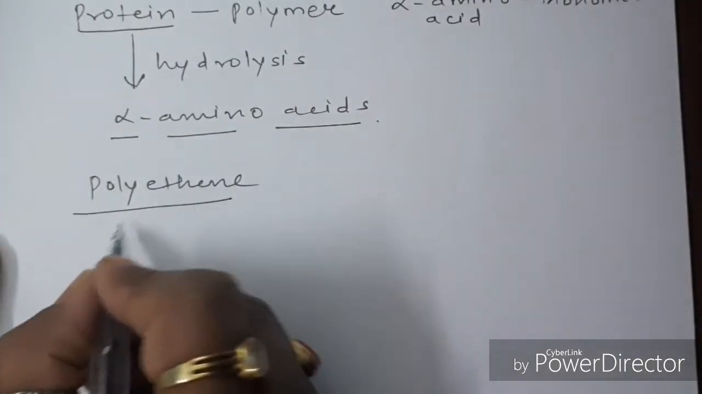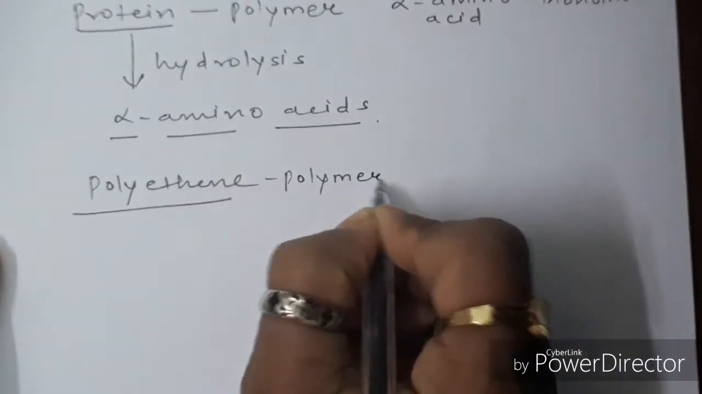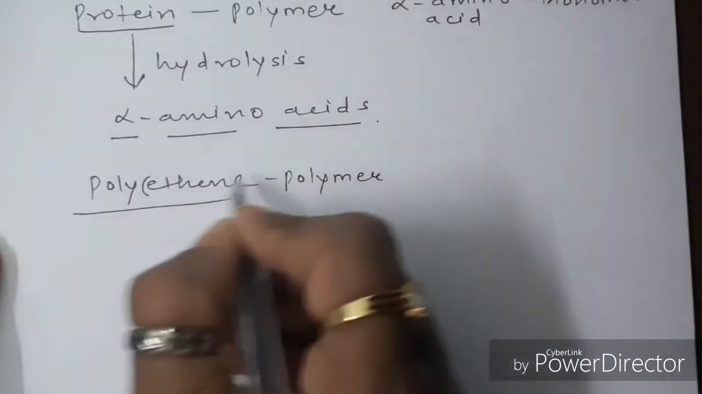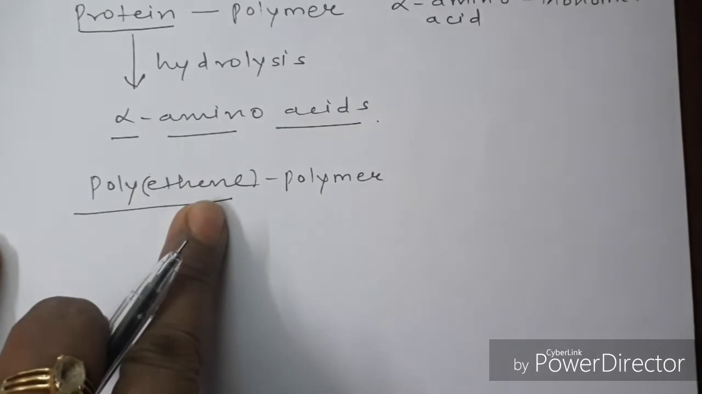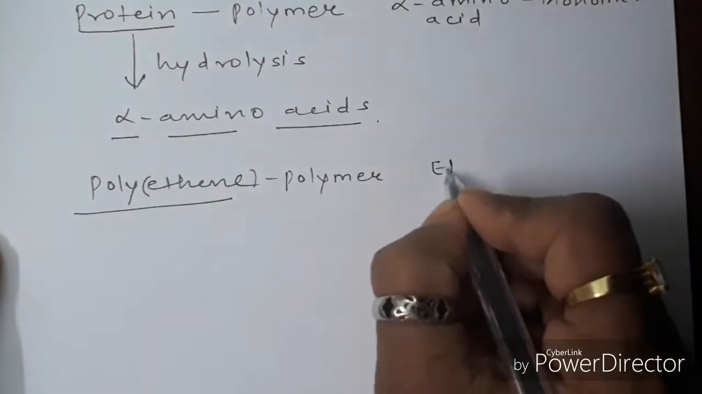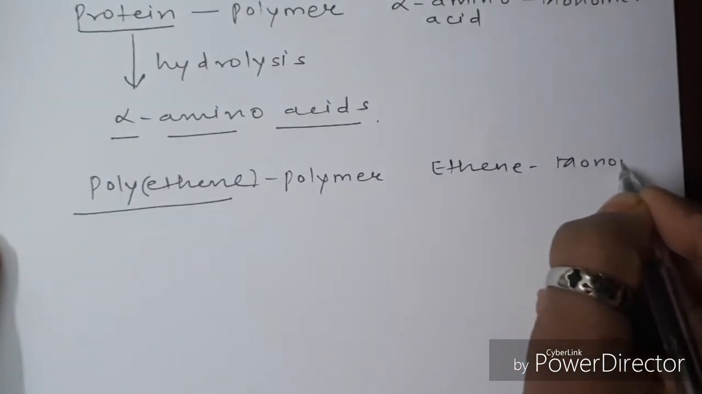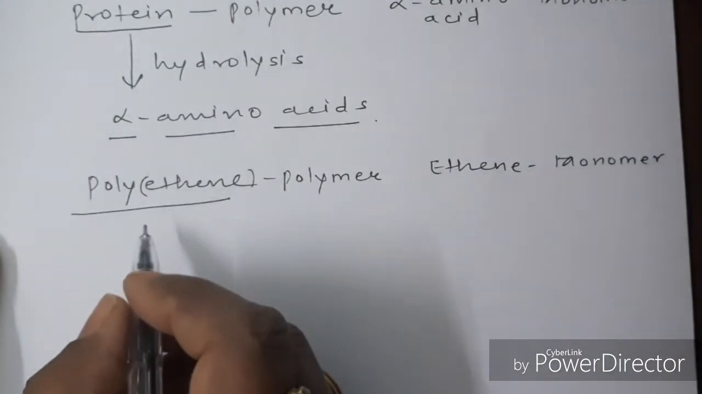The next example is going to be a synthetic polymer, that is polythene. Polythene is a polymer, that is a macromolecule, and if you see in its name, I can enclose this polyethene, which means many ethene molecules are combined together. So polythene is a polymer which is made up of small molecules known as ethene. So I will call ethene as a monomer. So that was the second example.